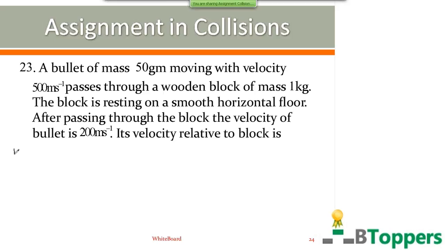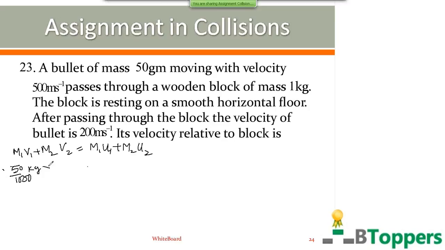So for one-dimensional collision, we can first write m1 v1 plus m2 v2 equal to m1 u1 plus m2 u2. m1 is the mass of the bullet, which is given as 50 grams. m2 is the mass of the block, that is 1 kg. So here the block is initially at rest. So you can substitute all the given values. m1 is equal to 50 grams or 50 by 1000 kg.